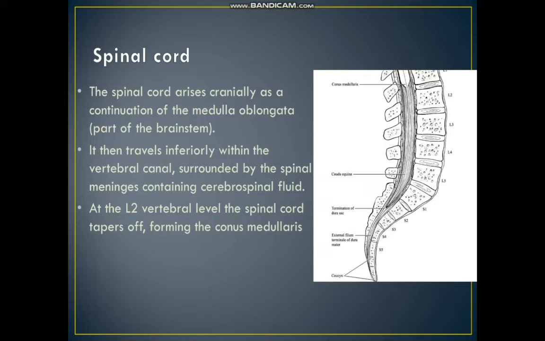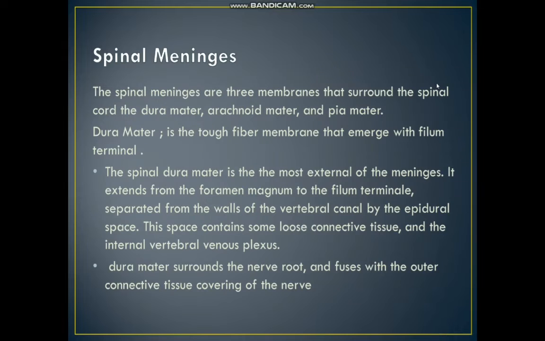is located in the occipital area. They get out from the skull to the spinal column through the foramen magnum. It then travels inferiorly within the vertebral canal, surrounded by spinal meninges containing cerebrospinal fluid. At the second lumbar vertebra, the spinal cord tapers off, forming the conus medullaris. Here we can see the conus medullaris. We start with the disc of the second lumbar vertebra.